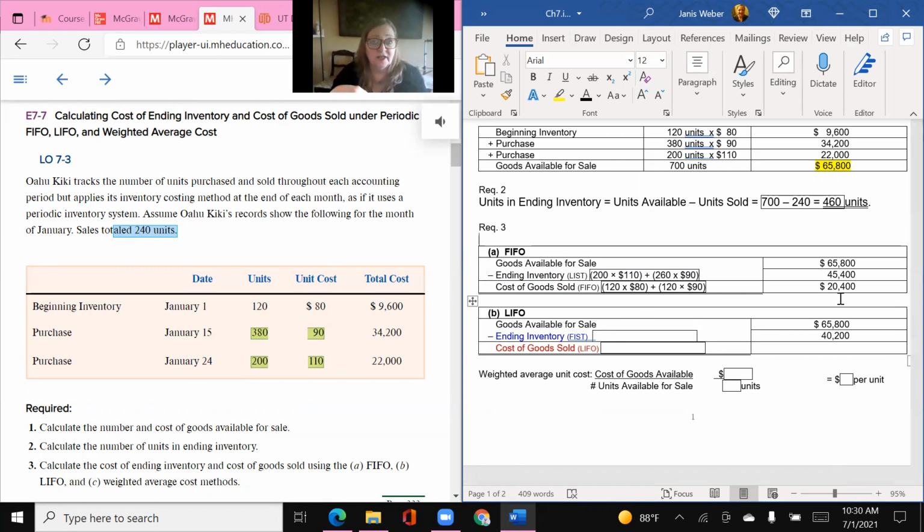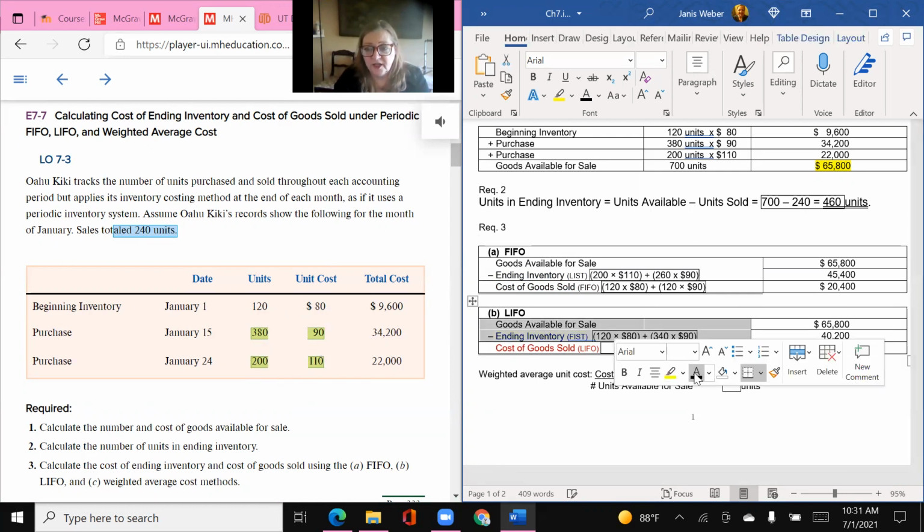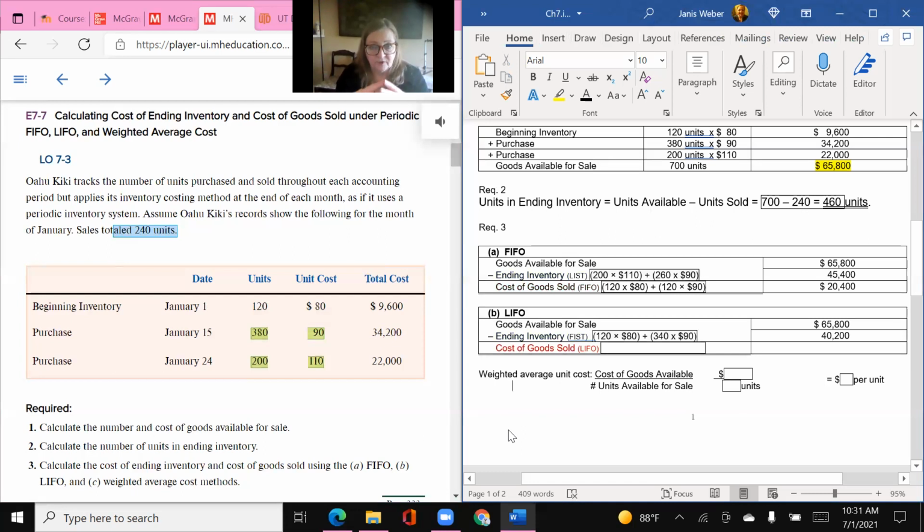For LIFO, just looking at it from a different angle, which ones would you sell first? If you were using the LIFO method, you would sell these latest purchases first. So that means your inventory that you're left with would be the earliest purchases. So to get that 40,200, what we had to do was calculate the ending inventory at LIFO being, we sold the last ones, so the first ones are still there. 120 units at 80 are still here. And then the remaining of the 460 is 340 units at $90. So if you multiply those two out, you get 40,200 as the ending inventory.